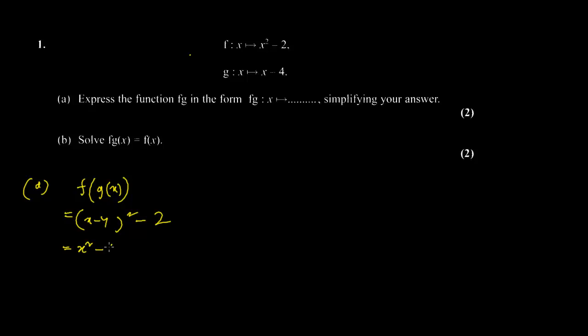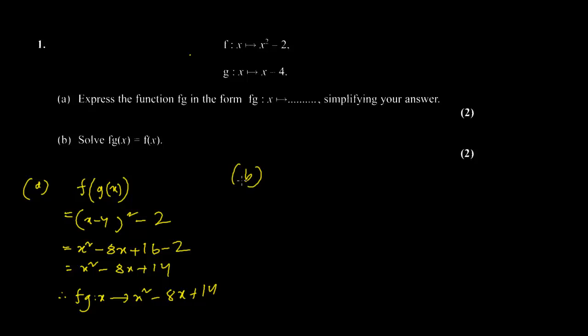So x squared minus 8x plus 16 minus 2 would be x squared minus 8x plus 14, and the answer should be in this particular format. Therefore fg: x → x squared minus 8x plus 14.